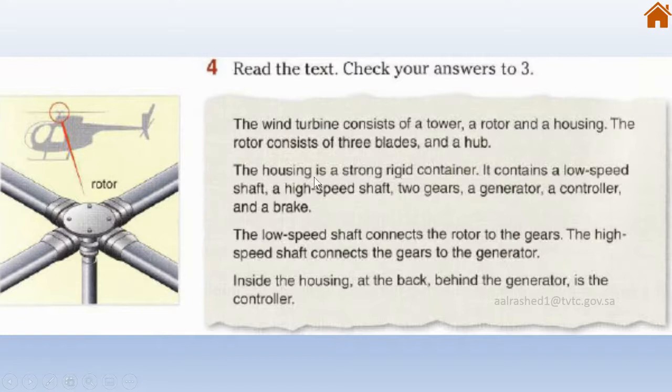And the hub. The housing is a strong, rigid container. It contains a low-speed shaft, a high-speed shaft. Okay, 2 gears, a generator, a controller, and a brake. The low-speed shaft connects the rotor to the gears. The high-speed shaft connects the gears to the generator. So the housing at the back, behind the generator, is the controller.